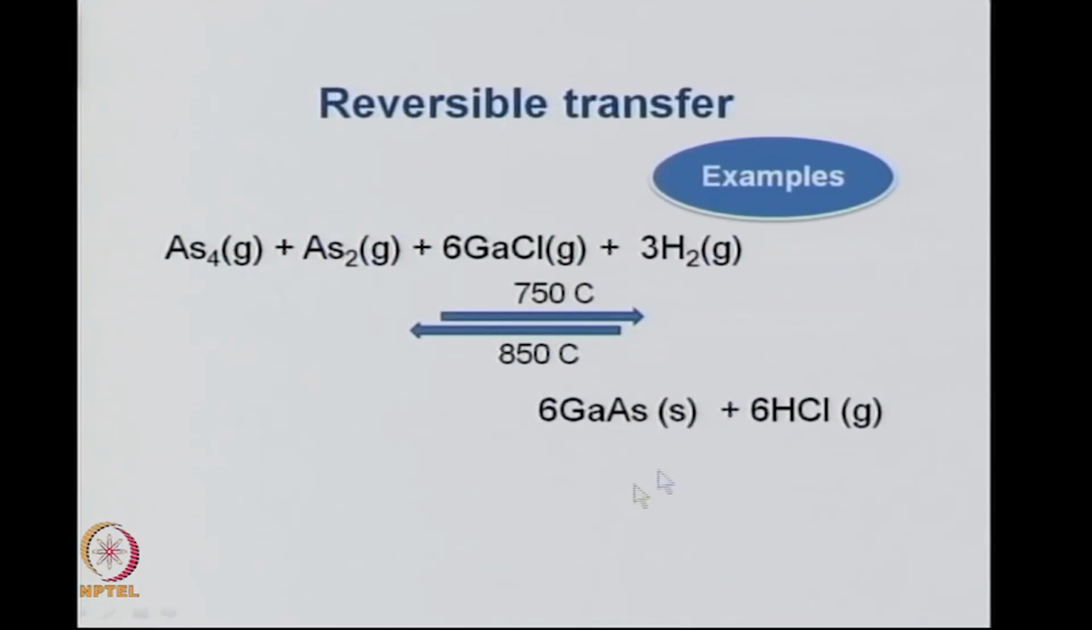Now, if you start from this side, with gallium arsenide and HCl, and heat at 850 degrees, you will get back the arsenic and the gallium chloride. That is why it is called a reversible transfer reaction, but it is a CVD technique, because you are starting from molecular precursors and ending up with a solid film on a substrate.